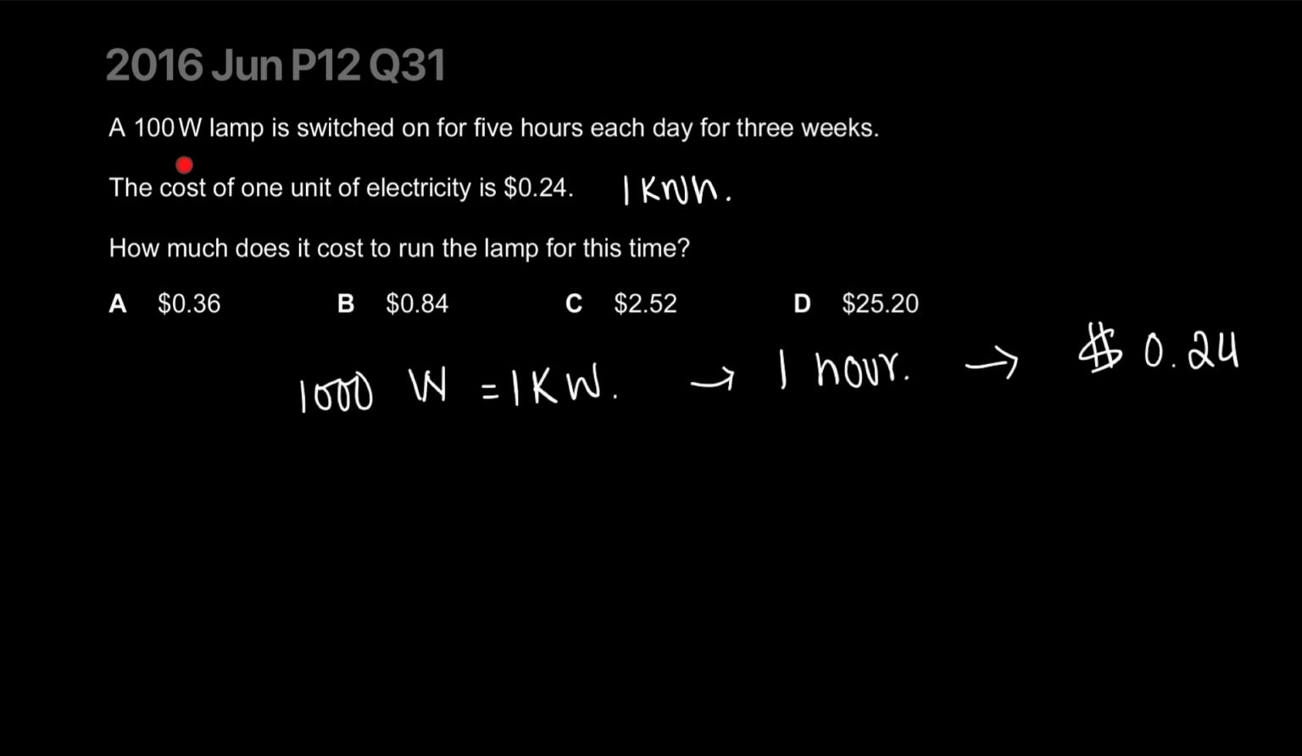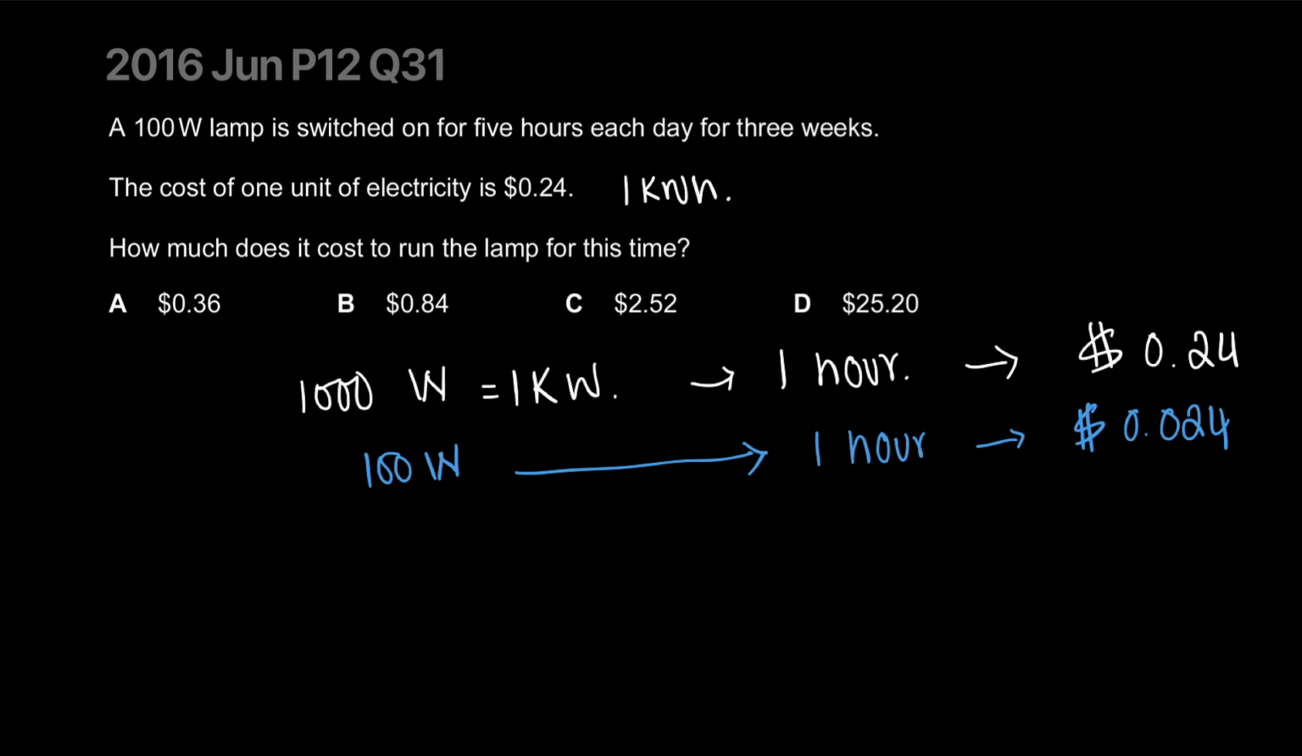But we don't have a kilowatt, we have a much smaller thing. So this is 1/10 of the wattage. We have something that's 100 watts, not taking too much power. This will also run for 1 hour. So can I say it'll take 1/10 of the bill, because it's taking 1/10 of the electricity? Because this is 1/10, this is also 1/10. And so this lamp switched on for 1 hour will charge you $0.024. That's like 2.4 cents.